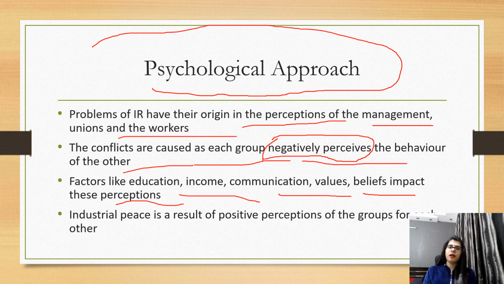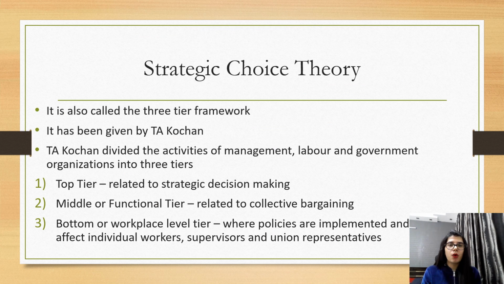So obviously when we study perception, what are the factors that affect our perception? So obviously our education, our income, ठीक है, and is there a communication gap or not, our values, our belief system. So these all impact our perceptions. So industrial peace is a result of positive perceptions. As I told you, अगर positively perceive करेंगे, so then there would be industrial peace. अगर negatively perceive करेंगे, then there would be a lot of conflict.